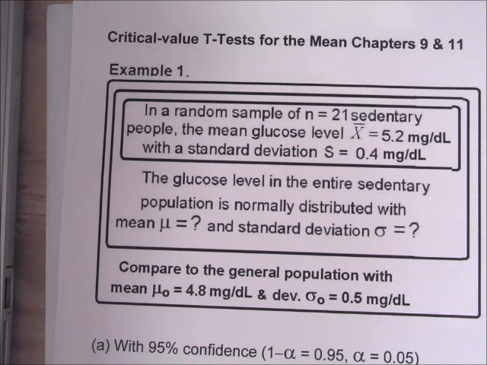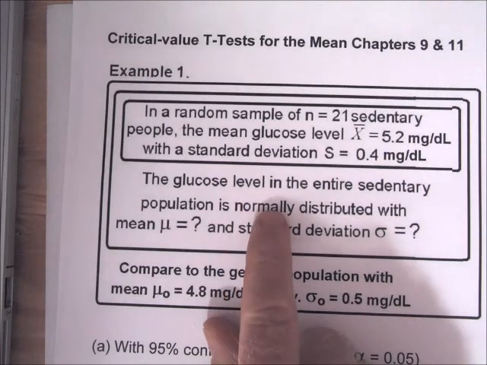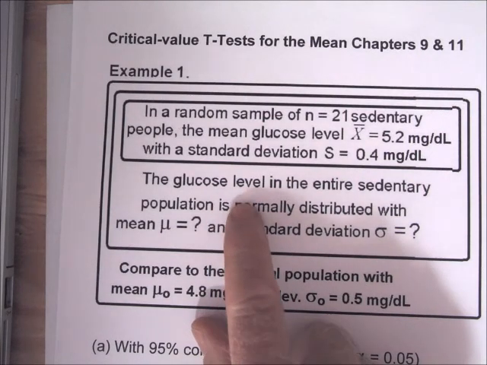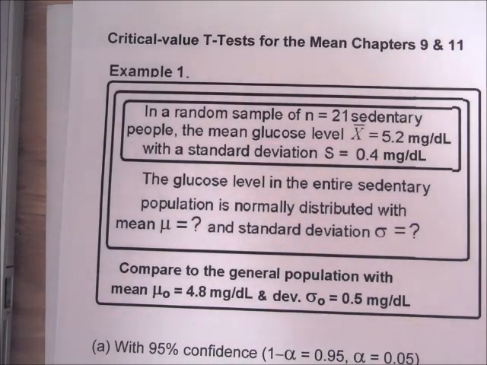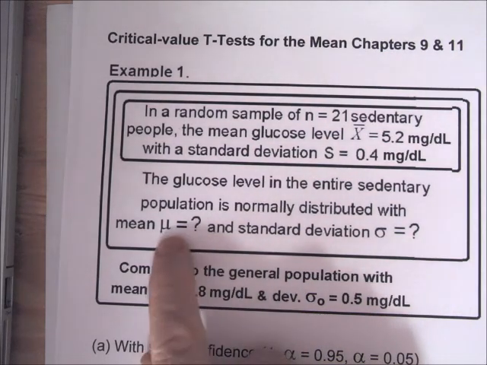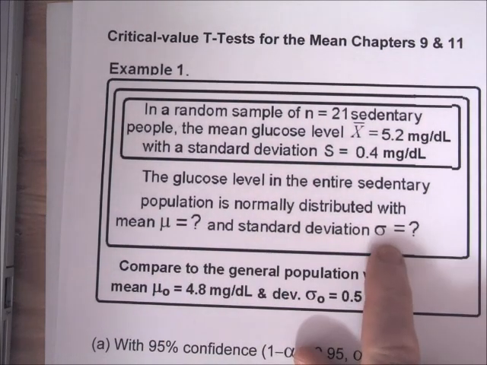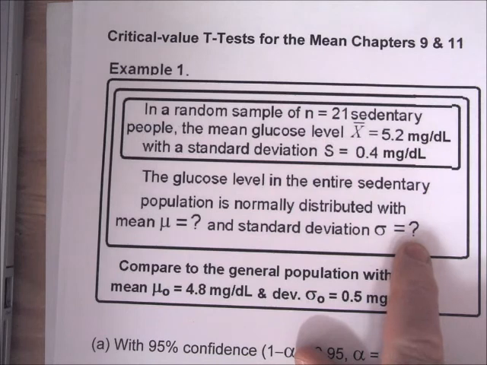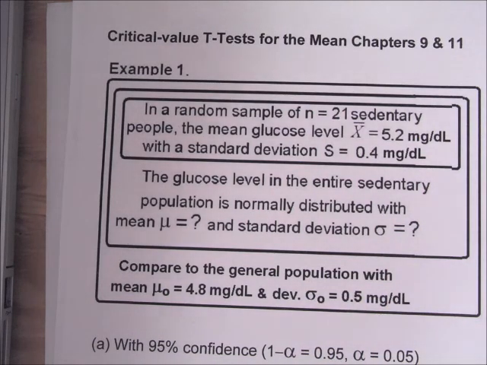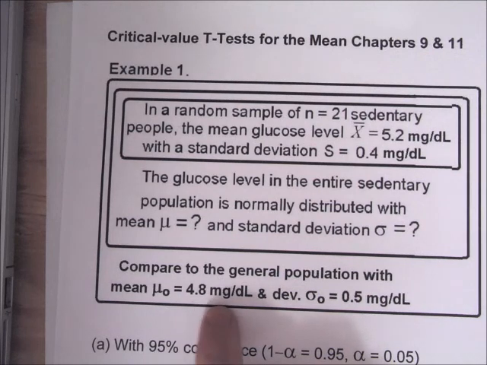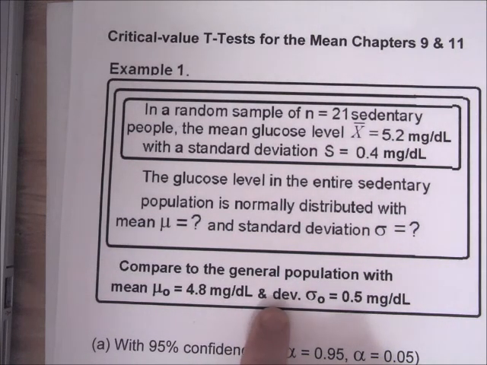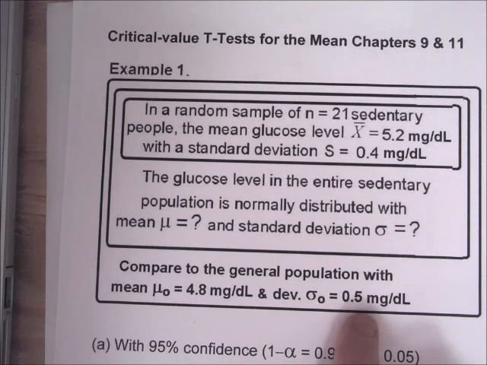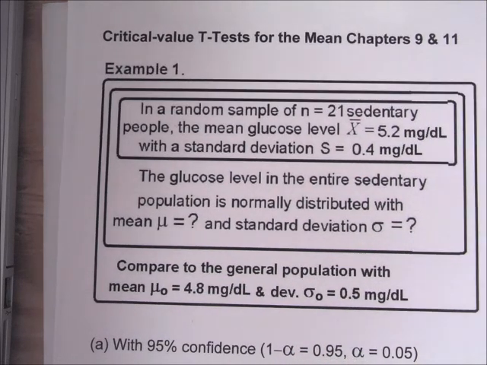This sample is taken from a larger population with millions of sedentary people, where the mean mu is unknown and the standard deviation sigma is unknown. We want to compare this to the general population with mean mu naught of 4.8 milligrams per deciliter and standard deviation sigma naught of 0.5 milligrams per deciliter.